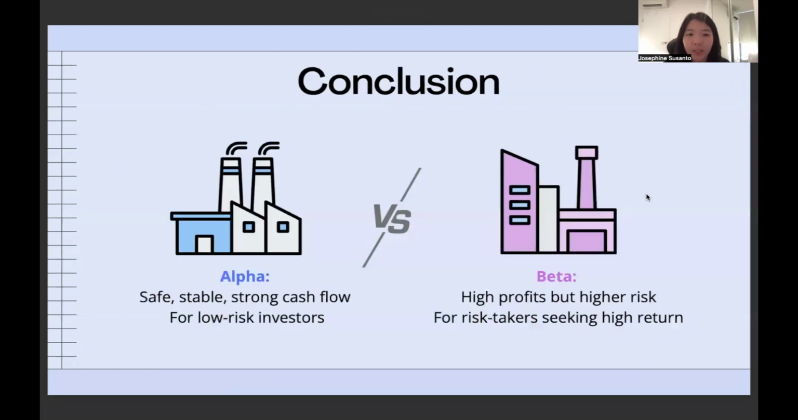In conclusion, Alpha is a safer, more stable investment with strong liquidity, lower debt, and steady cash flow. Beta, meanwhile, is the more profitable company but carries high risk due to its debt and slower cash cycle. So, Alpha is ideal for investors who prefer stability, while Beta suits investors who are willing to take on higher risks for potentially high returns.